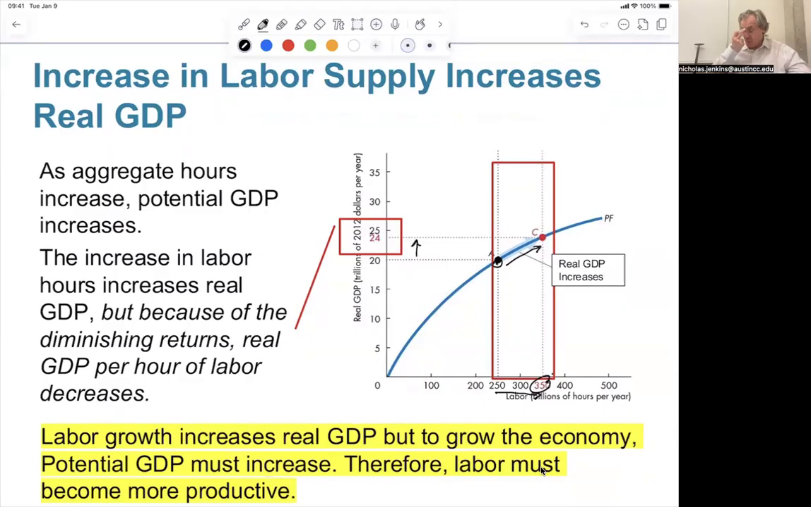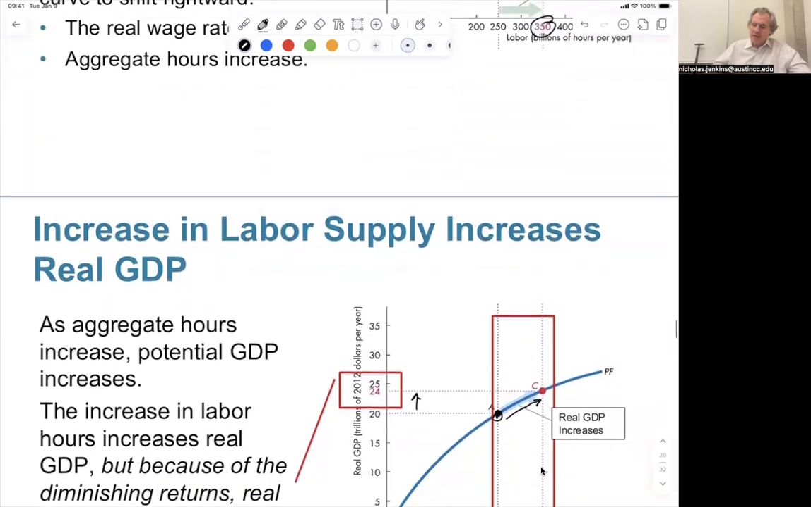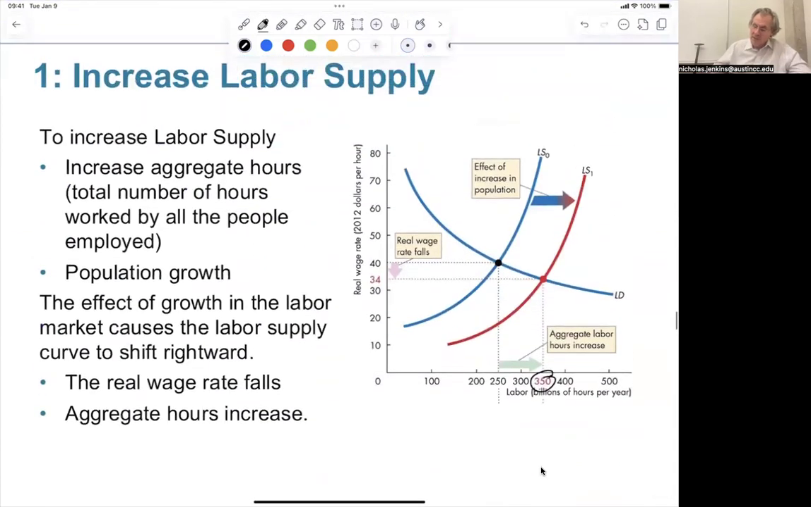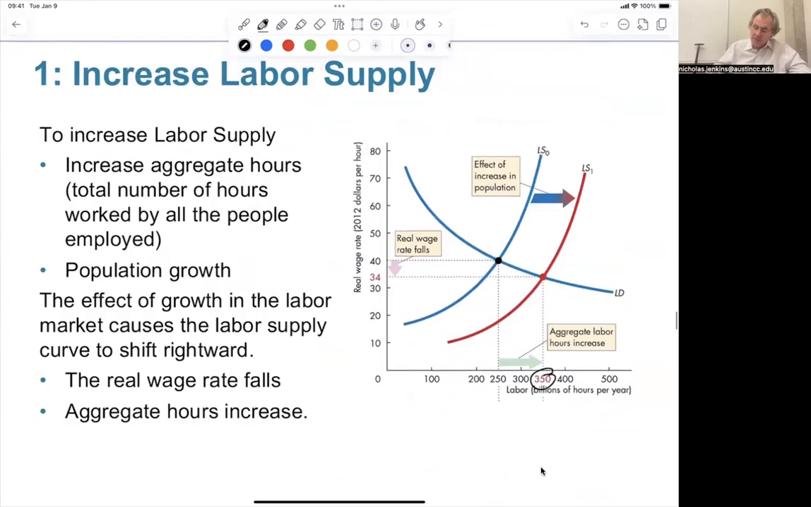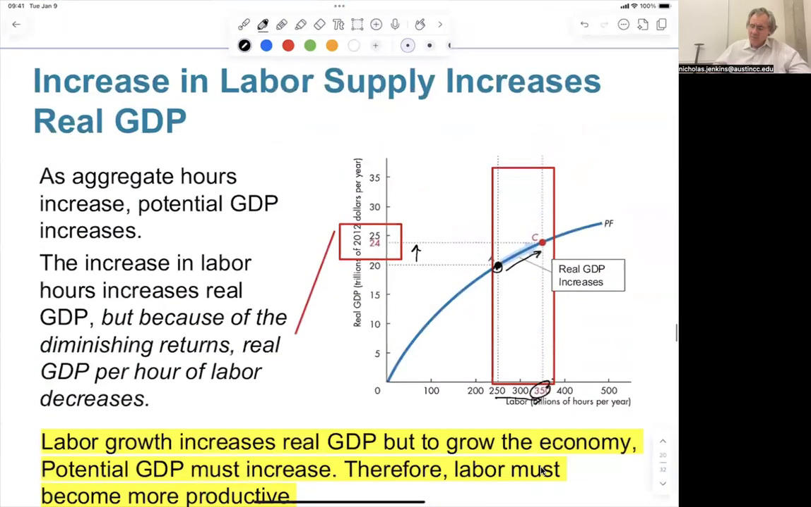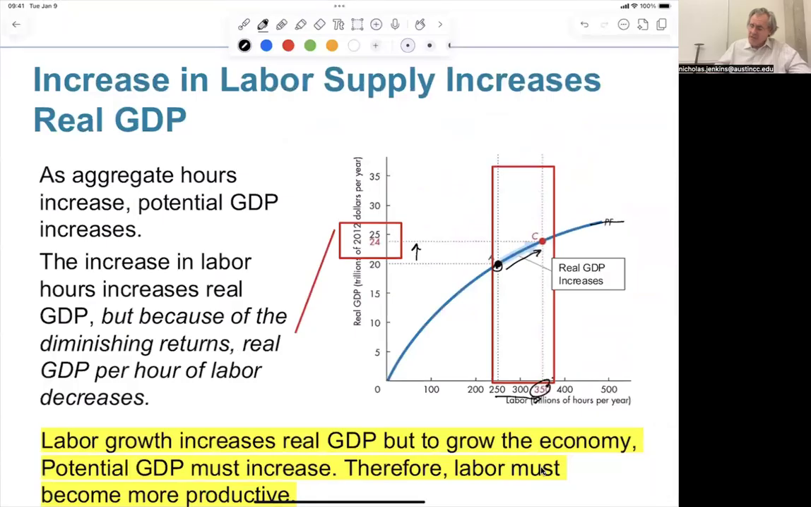Okay, we got what we wanted, which is an increase in production. But let's look at how we did that. If you look back here at the supply curve, you'll notice that when we increase labor supply, we decrease the wage rate. Okay, when we increase supply, the price goes down. In this case, it's the wage rate. So number one, we've decreased the wage rate for the economy, which is probably not helpful to the workers in the economy.